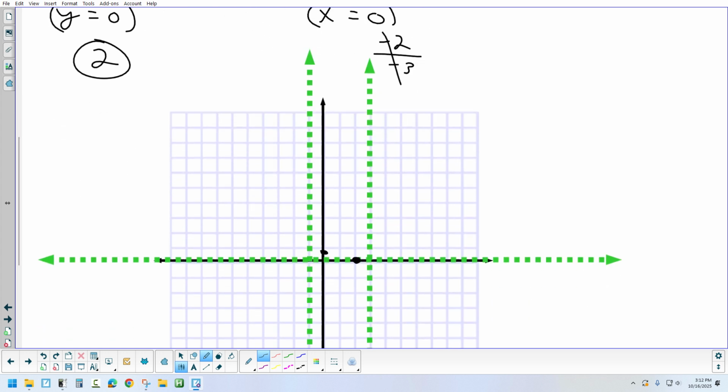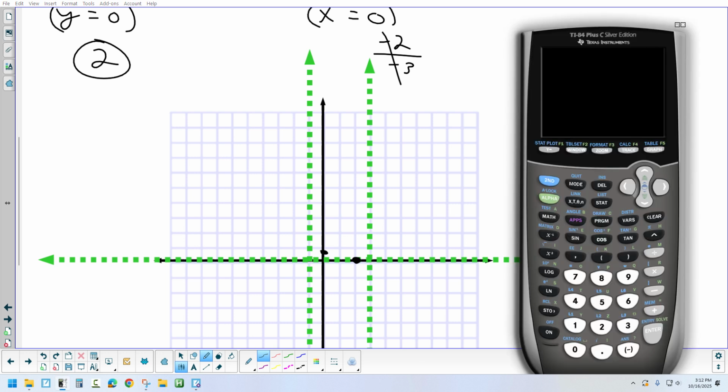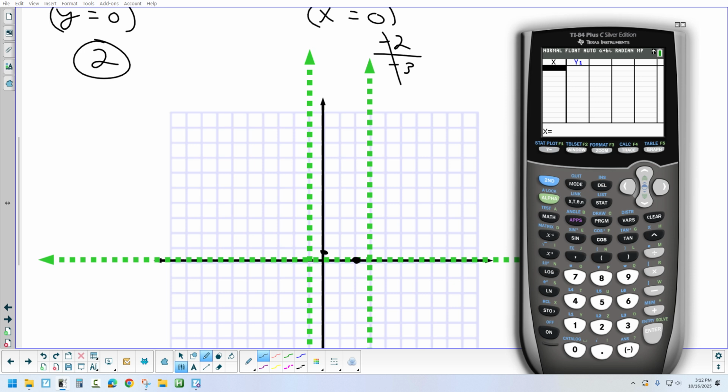All right, so now we need to check what's happening near each asymptote. To do that, the easiest way is to put it in on the calculator and then use the table. Okay, so we already have everything typed in. Let's start with the asymptote on the left. What would be a number that's a little bit smaller than -1 that I could check?